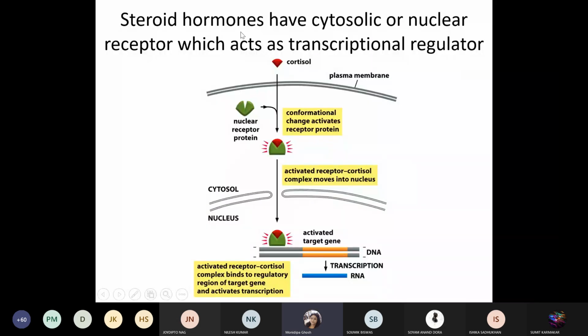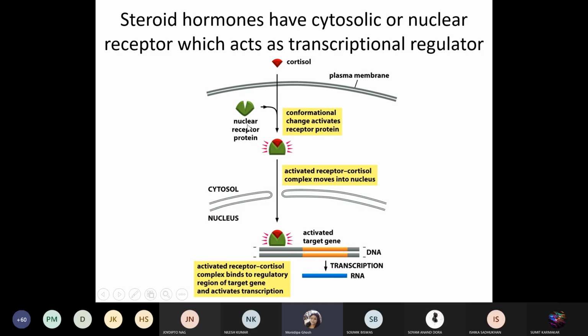Now the steroid hormones have cytosolic or nuclear receptors which act as transcriptional regulators. That is, how the steroid hormones act. Take cortisol, the signature steroid hormone. This is the plasma membrane of the cell. This is the inside of the cell, and this is the outside cell space.